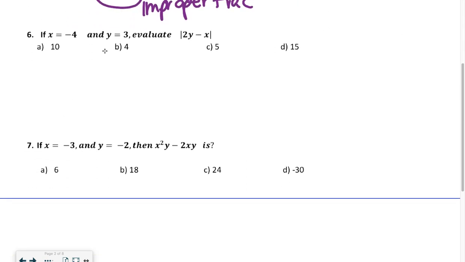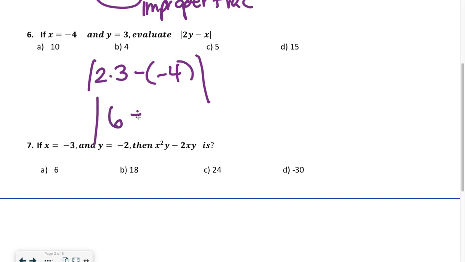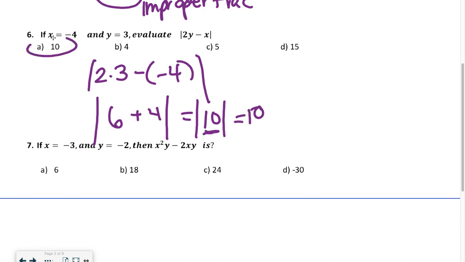Number 6, you are substituting. So 2 times 3 minus negative 4. 2 times 3 is 6, plus 4 would be 10. And the absolute value of whatever is in here always comes out to be positive. Choice A. Number 7 is another substitution.